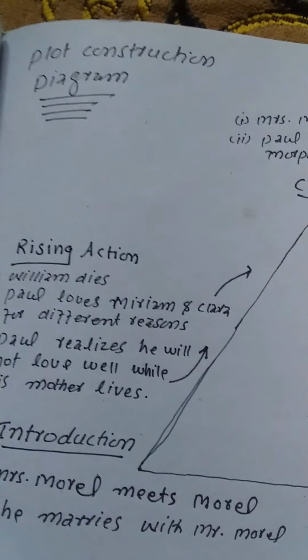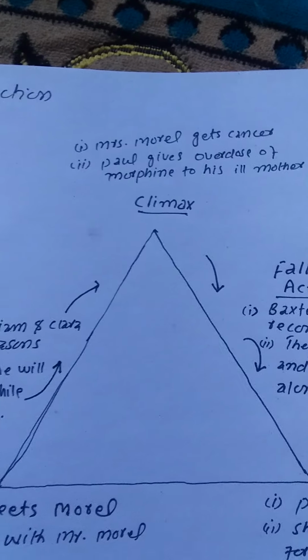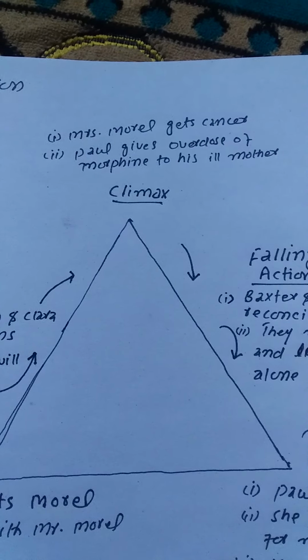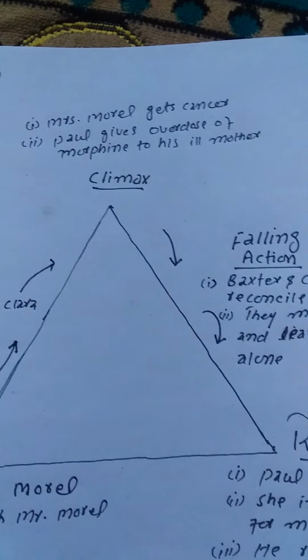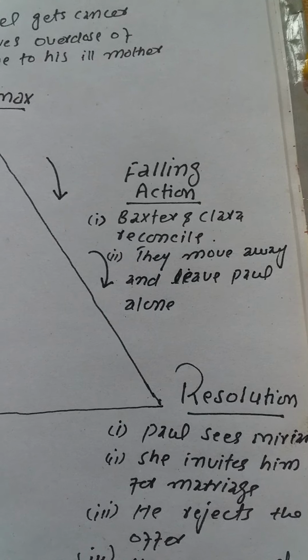In climax, Mrs. Morrell gets cancer. She is admitted in hospital and then comes back home. But everyone knows that she can't live long. Paul gives an overdose of morphine to decrease her pain.